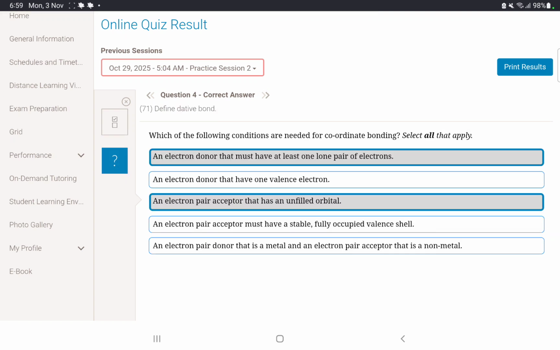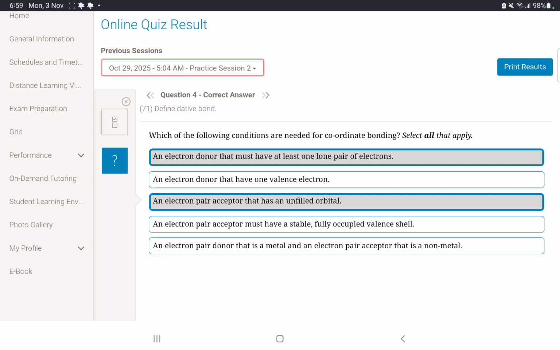Number 4. Which of the following conditions are needed for coordinate bonding? Okay, so coordinate bonding is basically sharing electrons together, okay? It's called dative bonding, another word for dative bonding. You have to memorize the conditions for this. So it has to have 1 electron donor that has at least 1 pair of electrons to donate.